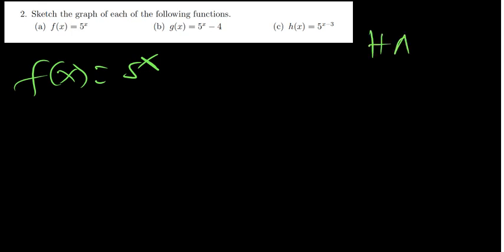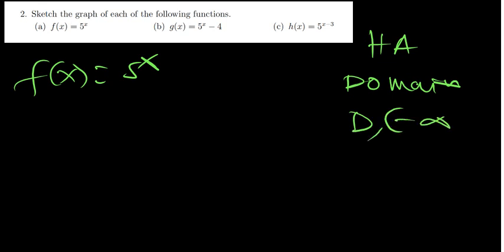So let's start with part A. Part A is saying f of x is equal to 5 to the power x. Exponentials have what we call the horizontal asymptote. Then the domain for exponential is from negative infinity all the way to positive infinity, but the range is restricted, as we are going to see from the graph which we are going to come up with here.